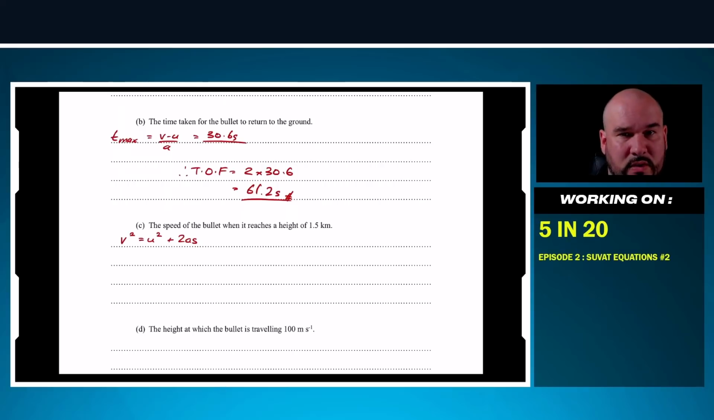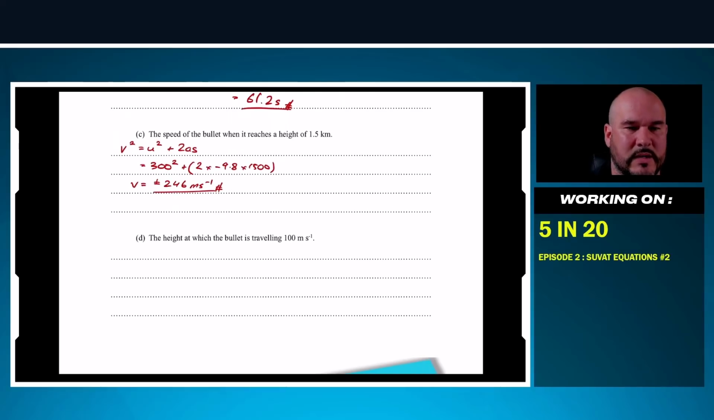All right, so we want to solve for our final speed V with the displacement of 1500. So it's 300 squared plus 2 times minus 9.8 times 1500. We therefore end up with V is plus or minus 246 meters per second. Okay, so same speed is kind of like a parabola. On the way up, it's going to be going a certain speed. On the way down at the corresponding point, it's going to be going the same speed. So 246, either side of maximum height.